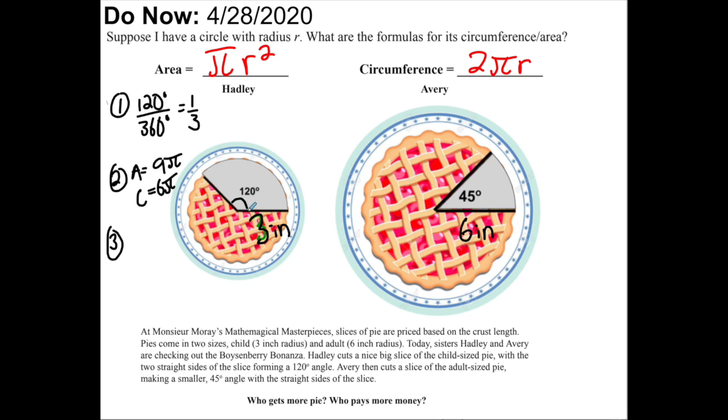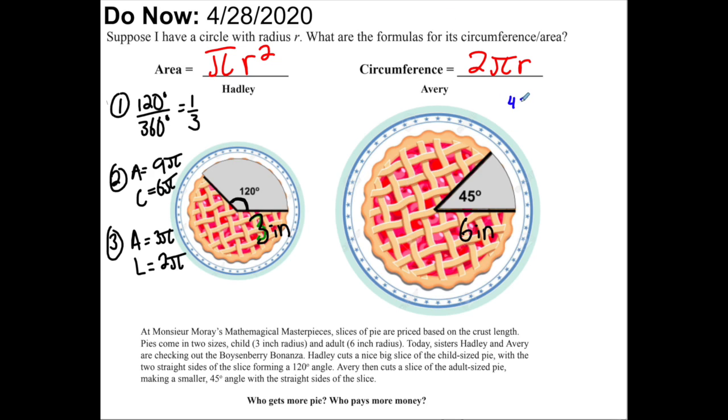120 is a third of the total degree measurement of the circle, then the area is a third of the total area, and the arc is a third of the total circumference. So a third of 9 pi is 3 pi, so this is the area, and the length of the arc is a third of 6 pi, so it's 2 pi.